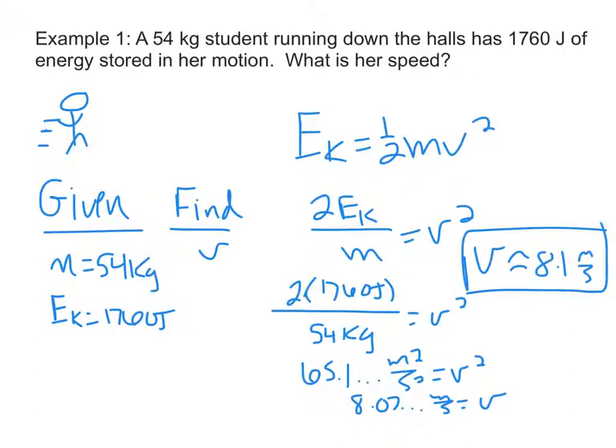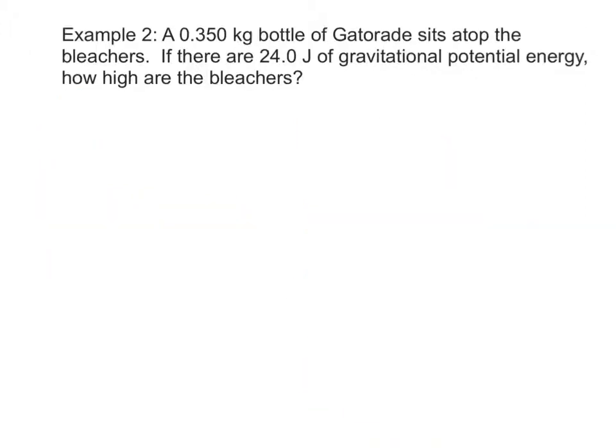I'm just going to do the next two using the other two equations, and then that'll be it. So example 2, a 0.350 kilogram bottle of Gatorade sits atop the bleachers. If there are 24 joules of gravitational potential energy, how high are the bleachers? So here we've got bleachers. We've got a Gatorade bottle sitting at the top of the bleachers.